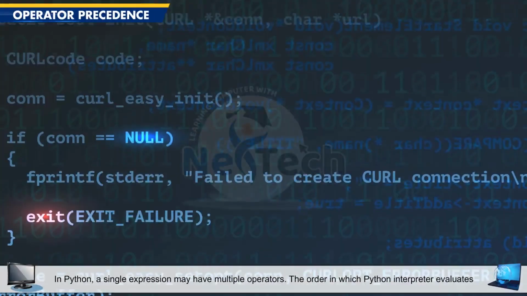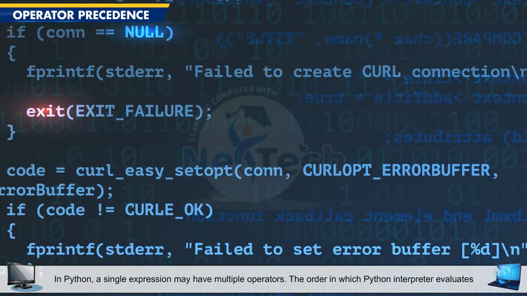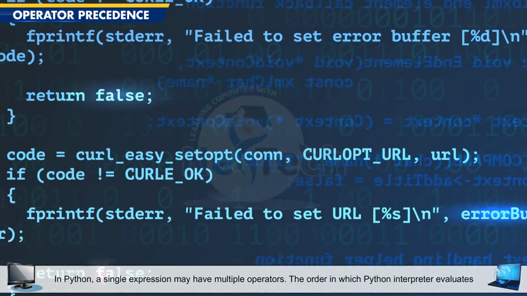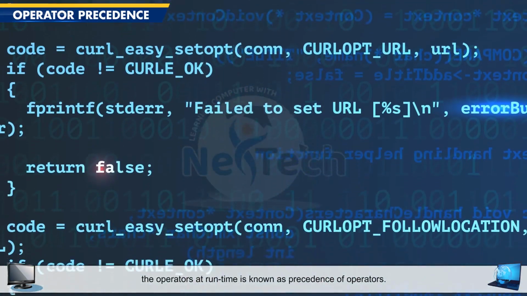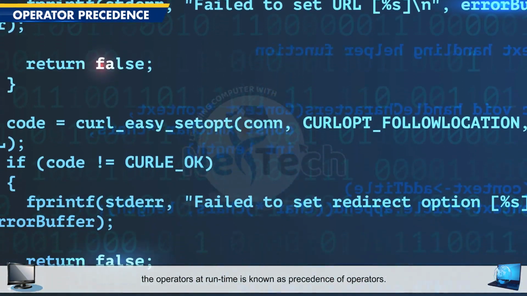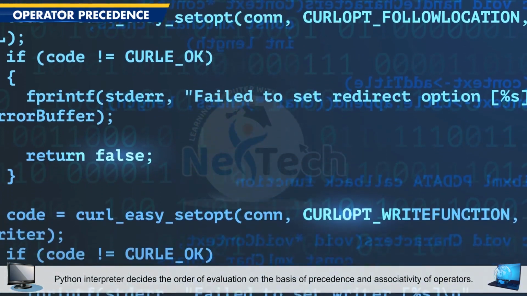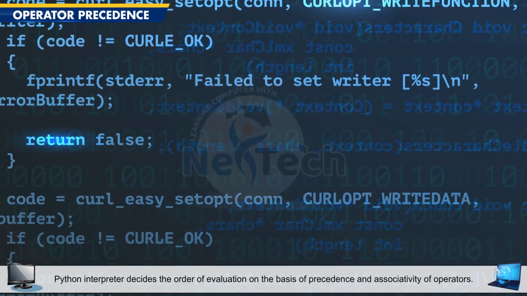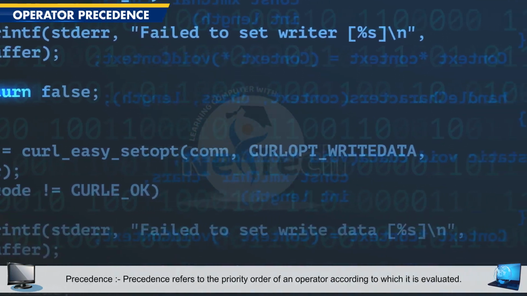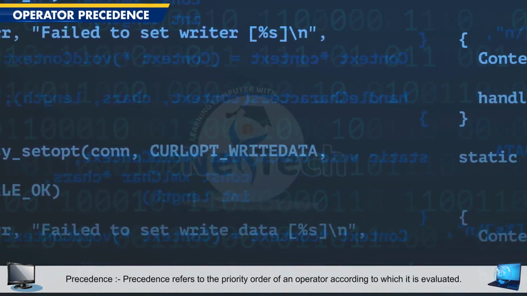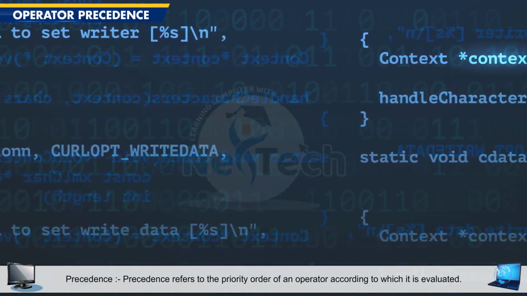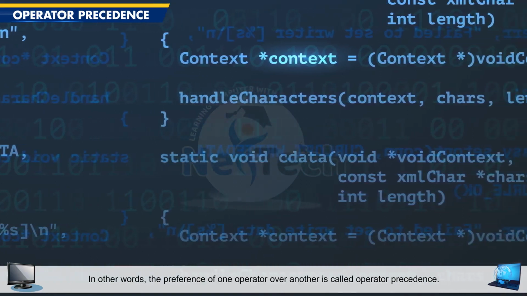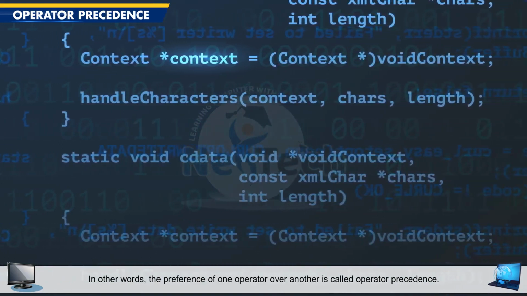Operator precedence. In Python, a single expression may have multiple operators. The order in which Python interpreter evaluates the operators at runtime is known as precedence of operators. Python interpreter decides the order of evaluation on the basis of precedence and associativity of operators. Precedence. Precedence refers to the priority order of an operator according to which it is evaluated. In other words, the precedence of one operator over another is called operator precedence.